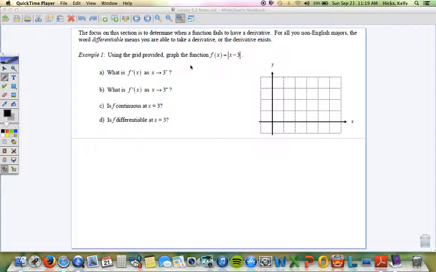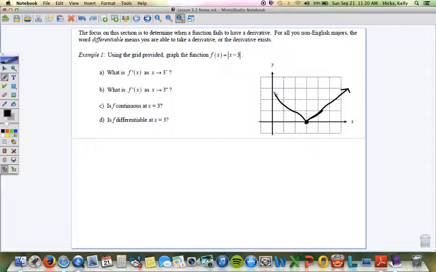Use the grid provided. Graph the function f of x equals absolute value of x minus 3. Okay, that is going to look like the parent function y equals the absolute value of x, except it is moved over 3 spaces. Come on, straight line. There we go. That was not a good example of a straight line. Let's look at the questions.